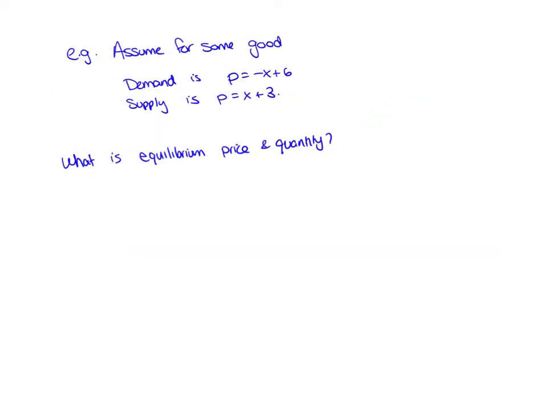Let's look at one example here, finding that equilibrium price and quantity. Assume for some good, the demand is given by P equals negative X plus 6, and the supply is given by P equals X plus 3. Again, my demand has that negative slope, my supply has that positive slope. To find the equilibrium, we just want to set the demand equal to the supply.